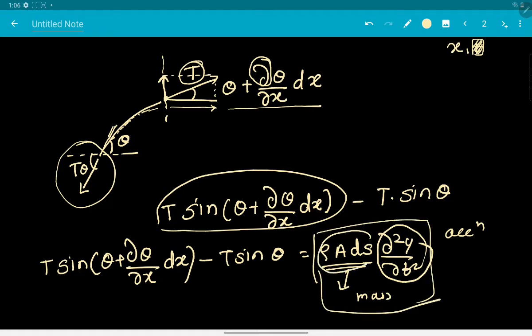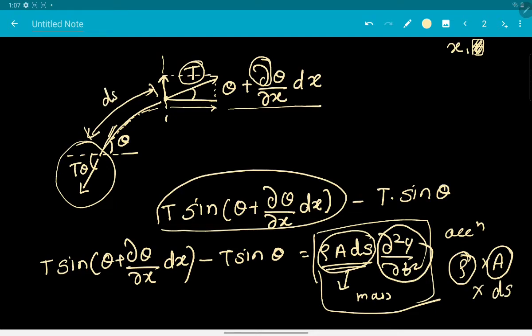So how have we calculated mass? We are assuming that rho is mass density multiplied by A, where A is the area. We are considering that the area of the string is not changing with x. It remains constant, and we multiply by the length of the string portion that we are considering, and that length is actually this arc length, which is equal to ds.